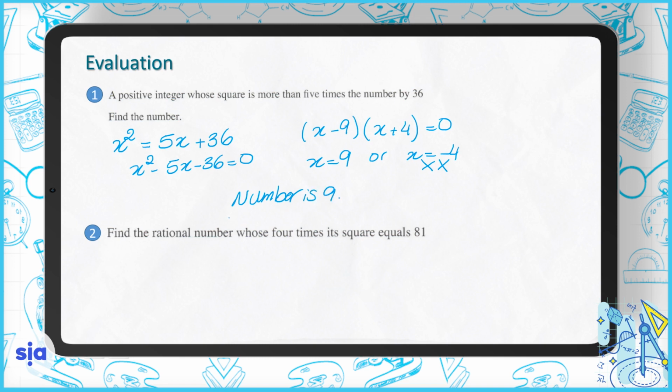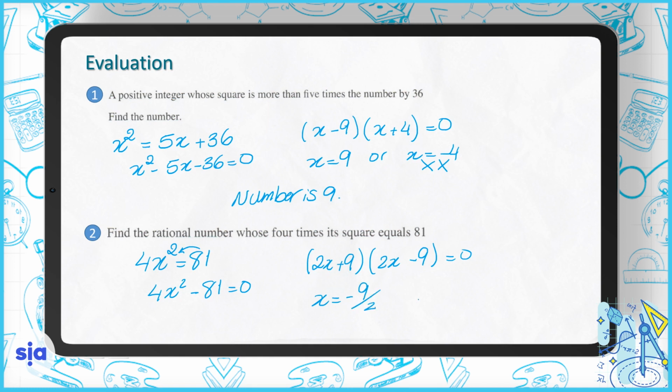Question 2. Find the rational number whose 4 times its square equals 81. 4 times the square of the number is 81. If you move this inside here, so 4x squared minus 81 equals 0. If you factorize this, it's 2x plus 9 and 2x minus 9 equals 0. So the rational number can be either negative 9 over 2 or positive 9 over 2.